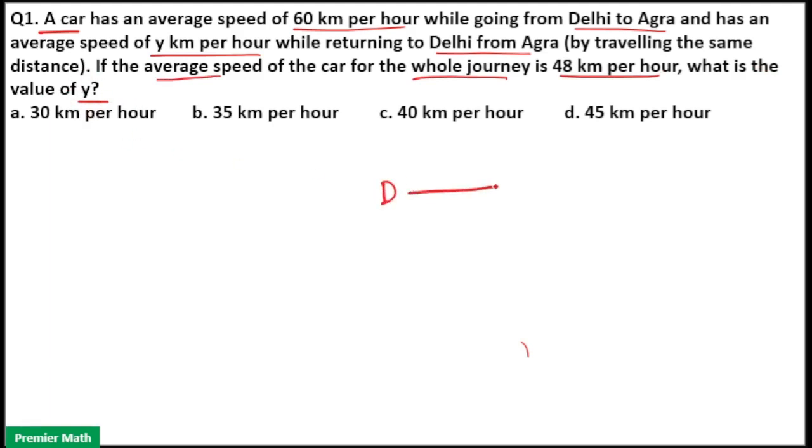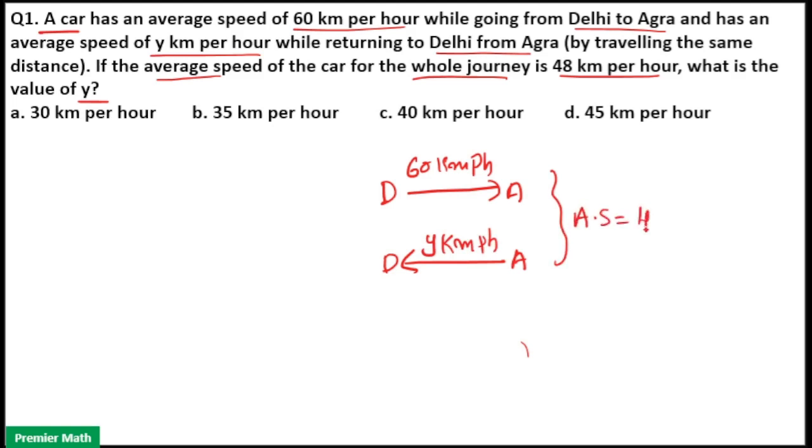Here, a car from Delhi to Agra is traveling with a speed of 60 km per hour. And this car going to Delhi from Agra with a speed of y km per hour, and average speed of this entire journey is 48 km per hour. So we need to find out the returning speed y here. Here from D to A and A to D distance is same.